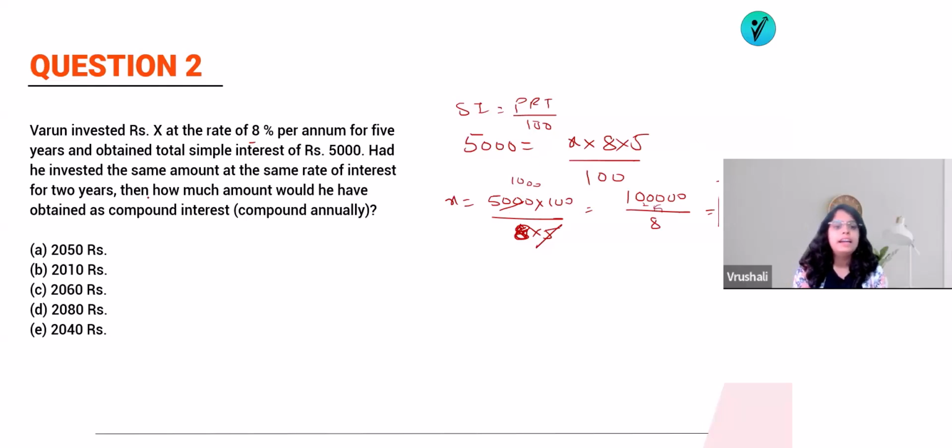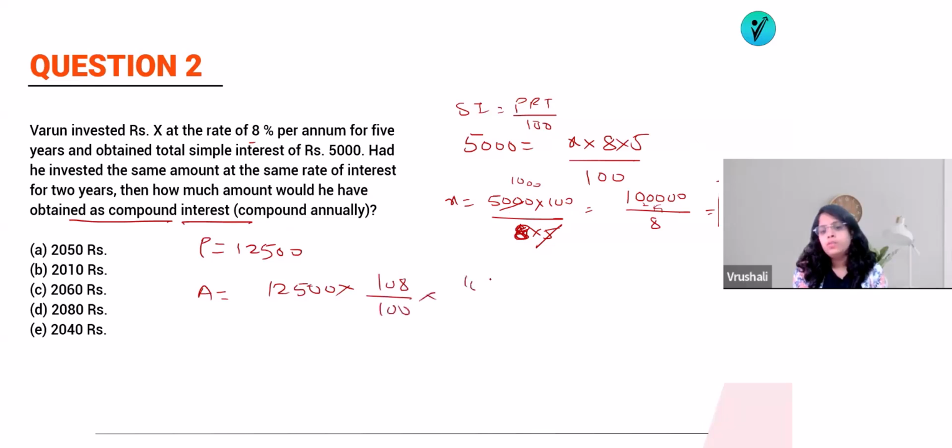So they are asking that had he invested the same amount at the same rate of interest for 2 years, how much would he have obtained as the compound interest compounded annually? So now my principal is 12,500. So what will be the amount? Amount will be 12,500 on 8% for 2 years, so into 108 by 100 into 108 by 100. So what will be these values?